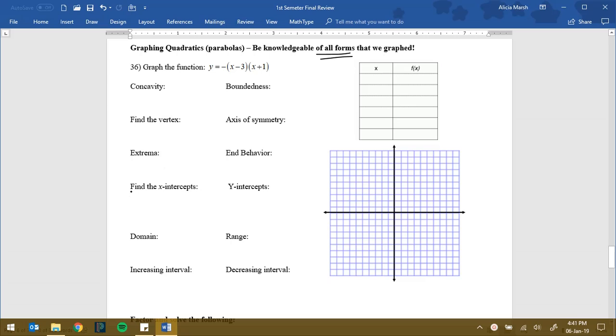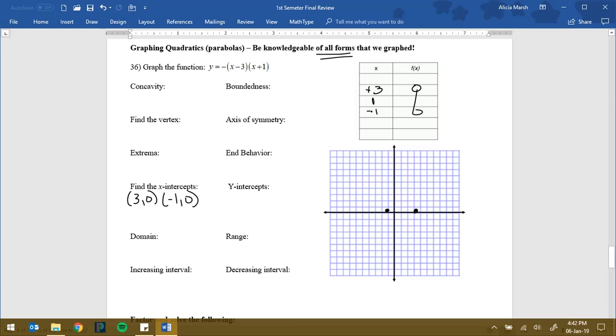So I know first thing that my intercepts are at (3, 0) and (-1, 0). So I'm going to put those in my table, positive 3, negative 1, 0. Put those dots on my graph. There we go. And I know that my vertex has to be in the middle of there, which is at 1.